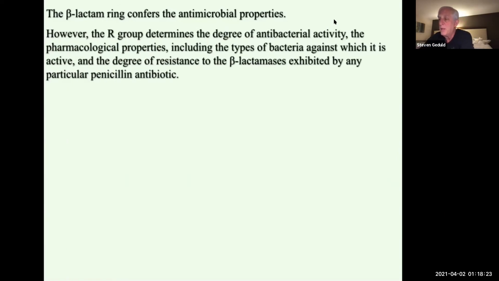The R group determines the degree of antibacterial activity and the pharmacological properties, including the type of bacteria against which it is active, and the degree of resistance to beta-lactamase exhibited by a particular penicillin antibiotic. So if we change that R group, we can change the resistance to the penicillin that we're giving.